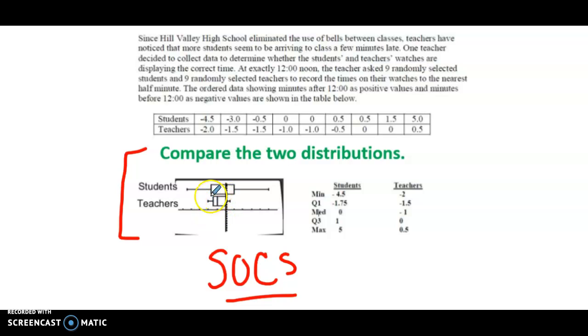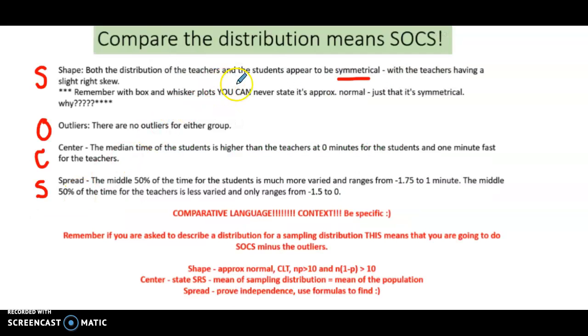Here the median seems to be a little bit more on the left, which means it's going to kind of look more like this. So that's going to be maybe a slight right skew. You wouldn't be taken off credit if you said approximately symmetrical for that one. But I also want you to keep in mind, with box and whisker plots, you never state it's approximately normally distributed.